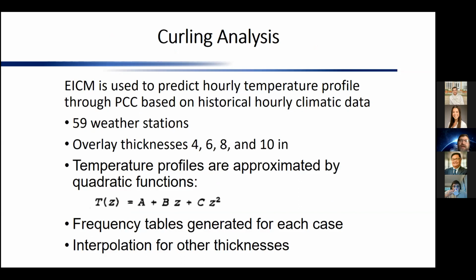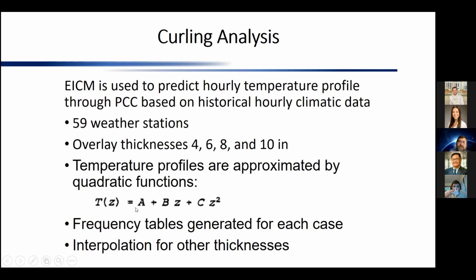So one of the important modifications and simplifications is in the climate analysis. We didn't want to include EICM directly into our procedure. So instead, we performed a large factorial of EICM runs for 59 locations for various overlay thicknesses from 4 to 10 inches. And those EICM runs predicted temperature profiles in the overlays. As you know from your pavement classes, the temperature distribution throughout the concrete slab thickness is nonlinear. So for every hour of the pavement life, we approximated those profiles using quadratic distributions, and we created frequencies of the coefficients of the distributions for the entire pavement life.